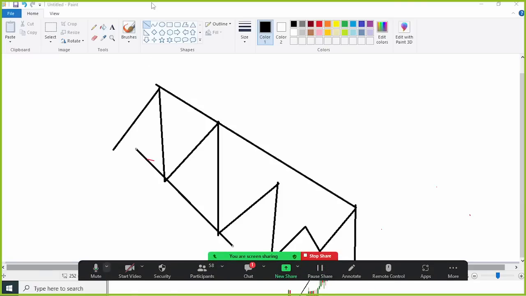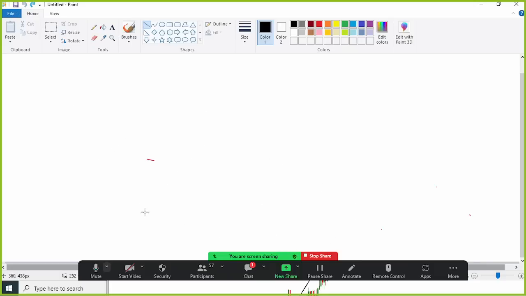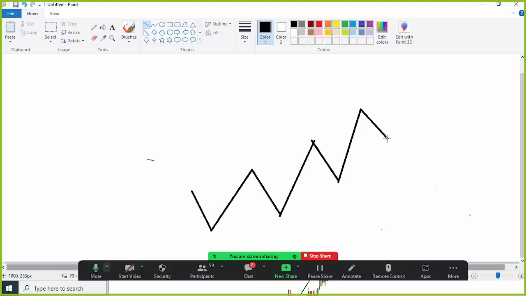Okay, this is a downtrend, so I would have to add another one. Let me clear everything and just use an uptrend. If you do not know what an uptrend is, I'm going to explain. Every time I use these terms, for the sake of our new people, I'll try to explain.